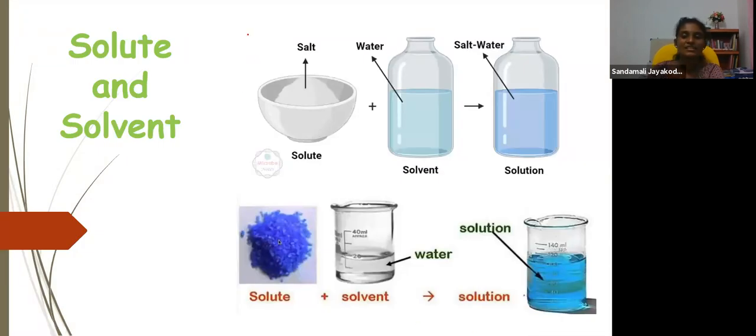Those are the solutions. In a solution, there are two main parts. One part is the solute, the other part is the solvent. We have to differentiate what is the solute and what is the solvent. The substance which is in a large amount, a component which is in excess, is named as the solvent. In the composition, the one present in the largest amount is the solvent.